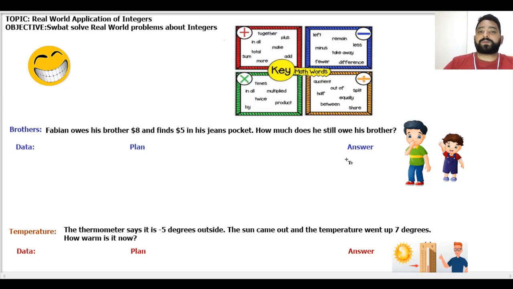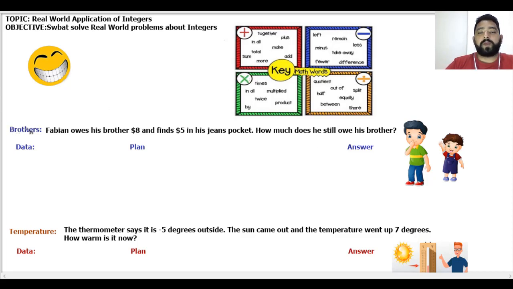For example, we have some key math words for addition, for subtraction, for multiplication, and for division. If you find a specific word that says total, more, make, that means positive or addition. Half means division. Take away, owes, fewer, difference, less, remain mean negative or subtraction. For multiplication, we have times, multiply, twice, by. So when you work with word problems, it's so important to remember the key math words.